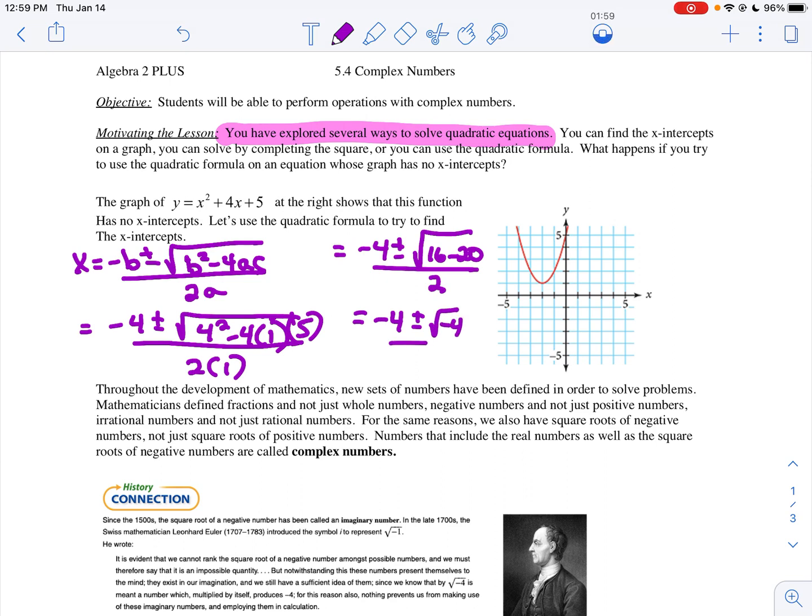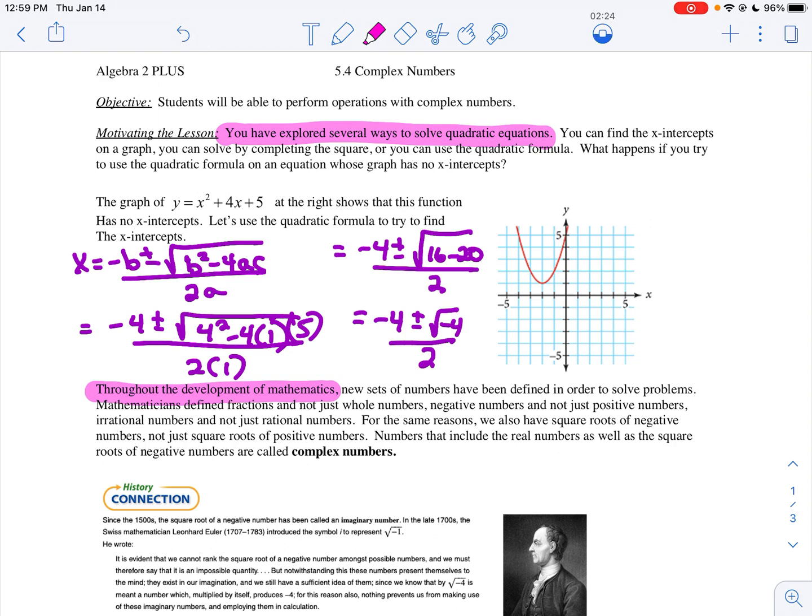And we get a negative under the square root. All right, so this is a problem. We can't finish it right now. We don't have enough tools in our math tool belts to figure it out. So throughout the development of mathematics, new sets of numbers have been defined in order to solve problems.